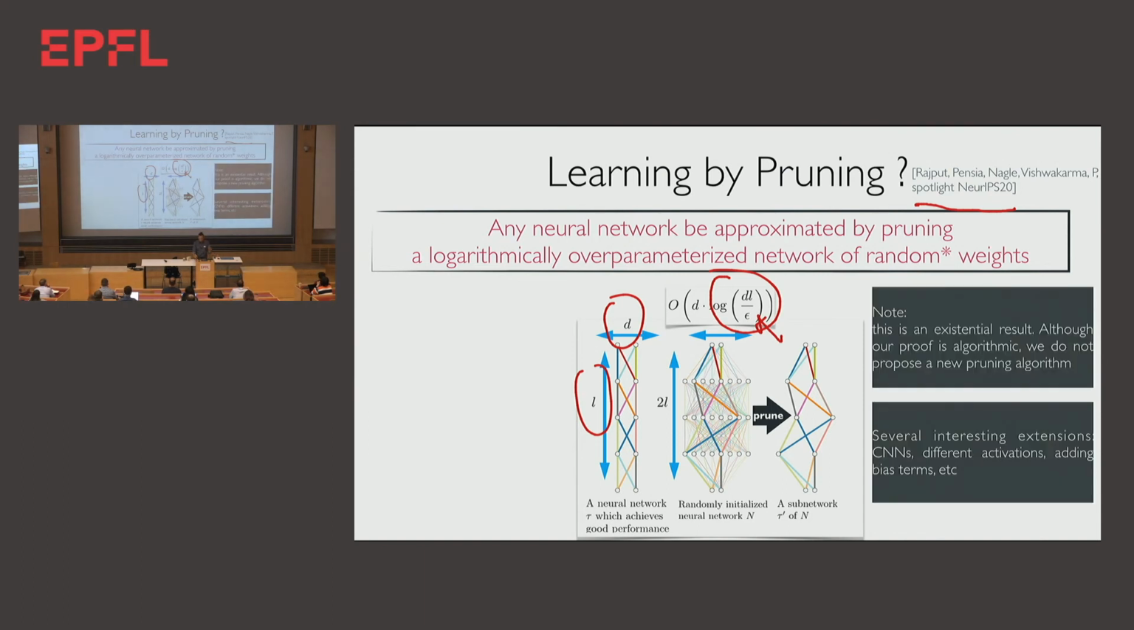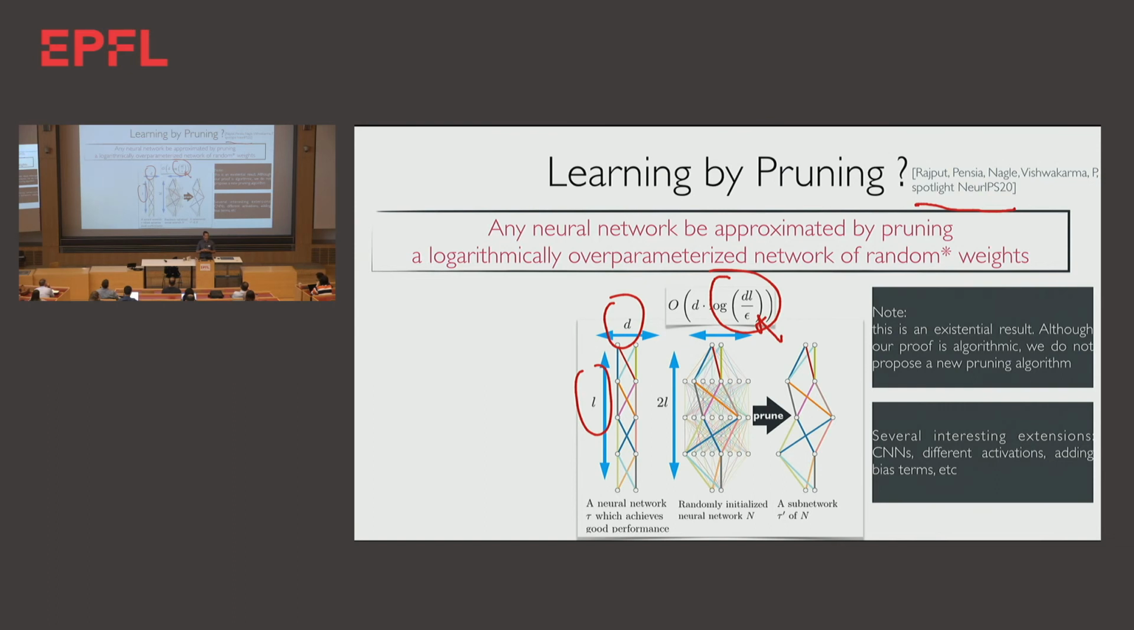And there's a bunch of extensions that happened after this paper for convolutional neural networks, whatever activations you like, residual skip connections and bias terms or whatever. So this is pretty universal, all right? So again, the statement here is that if you have a target network of this given size, we can approximate it just by pruning, no training involved, okay? And this is existential. It does not tell you how to do it in practice, okay?